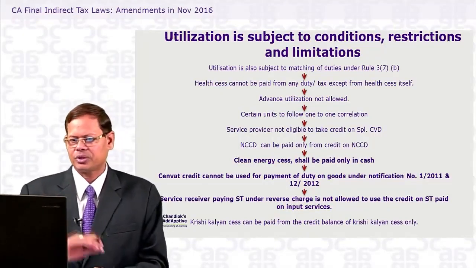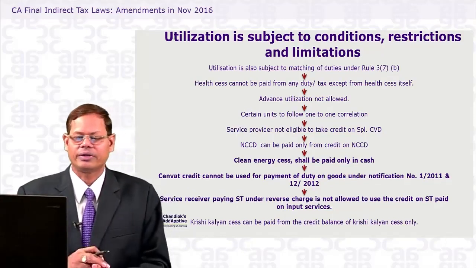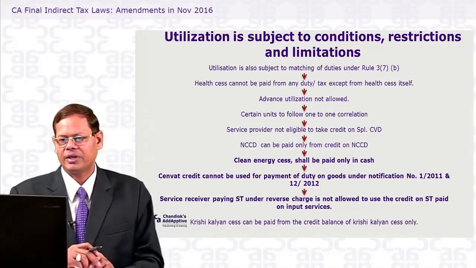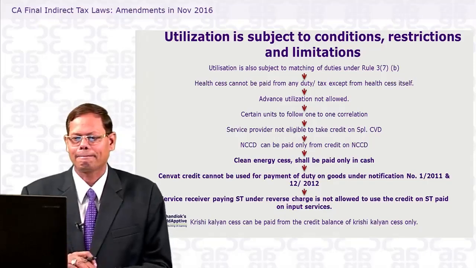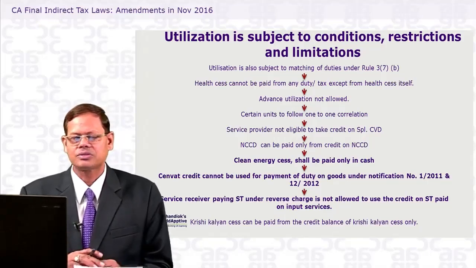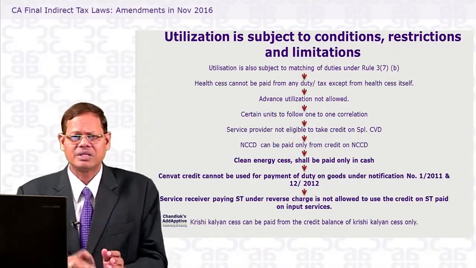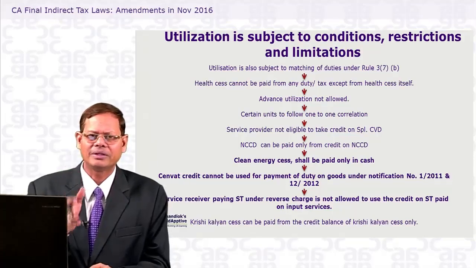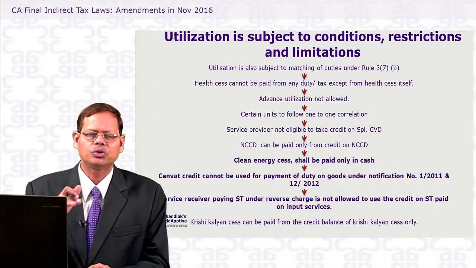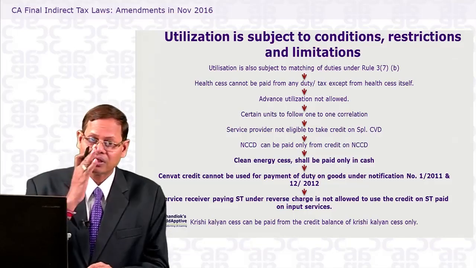So utilization is subject to matching of duties under 37B. The 37B principle we have seen already. Health cess cannot be paid from any duty or tax except from health cess, obviously. We have advance utilization. Already you know the principle. Advance means any balance available by the month end can only be used to pay the duty or tax payable for that particular month.